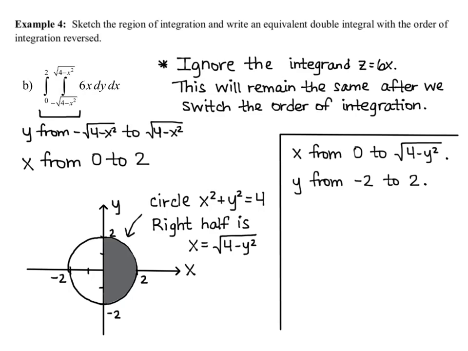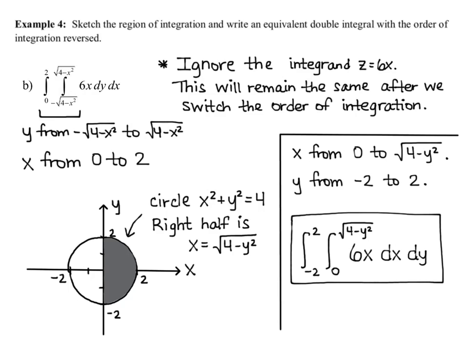Our double integral with the order of integration reversed is then the double integral of 6x dx dy with inner integral from x equals 0 to the square root of 4 minus y squared, and outer integral from y equals negative 2 to 2.